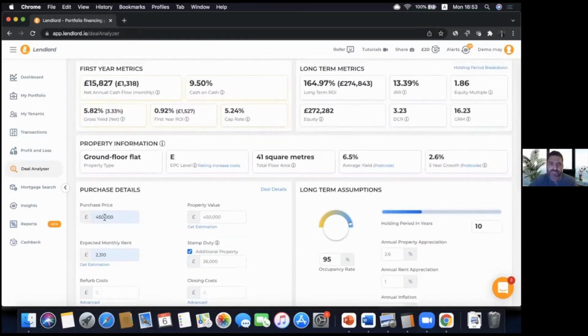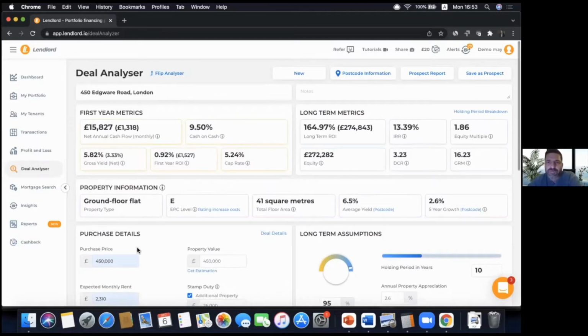But after I put in just the purchase price and the expected monthly rent, I start to receive the first year metrics. So I can see my net annual cash flow in the first year, the cash on cash that we just discussed before, and the gross yield that Vanessa mentioned. The gross yield is basically the gross rent on the entire purchase cost. And what is your first year ROI, and the cap rate and other important metrics. I will touch on the long term as well in a second.